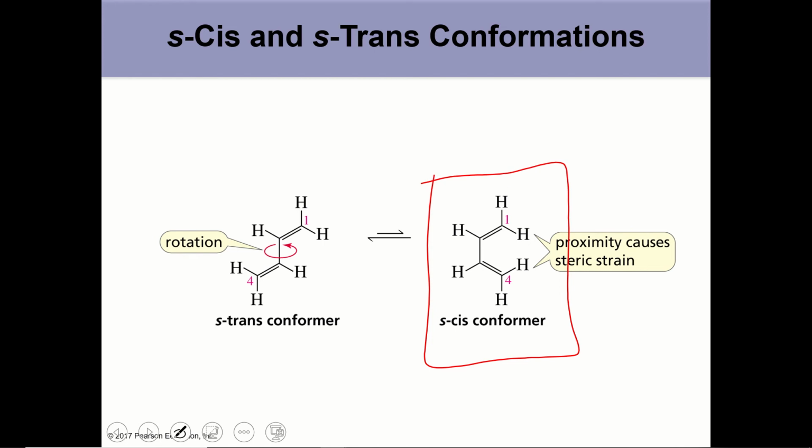The s-trans conformer cannot react by Diels-Alder unless it can rotate into s-cis. And if it has a single bond that is capable of rotating, then it can react.